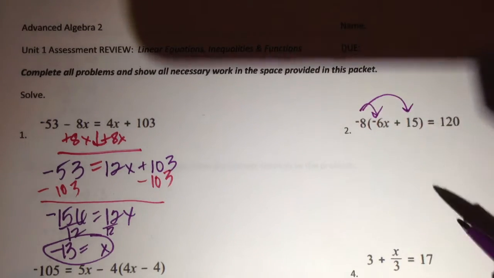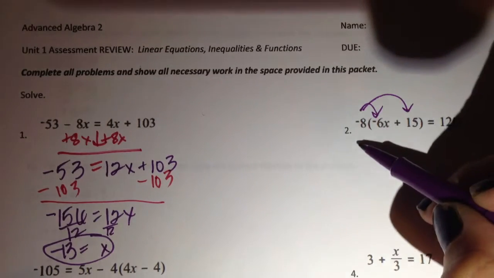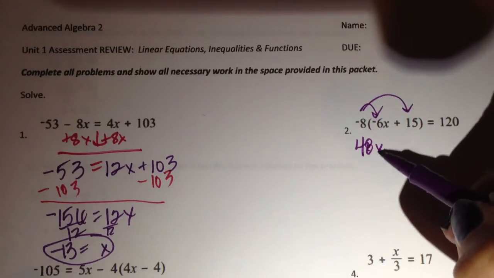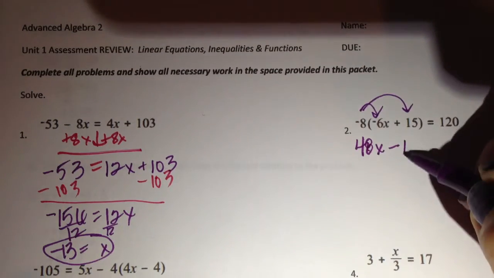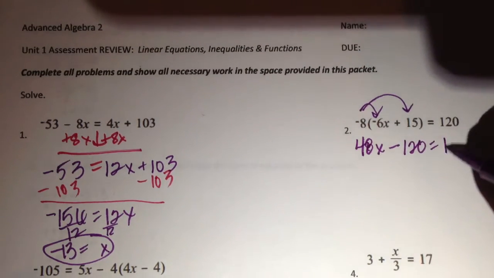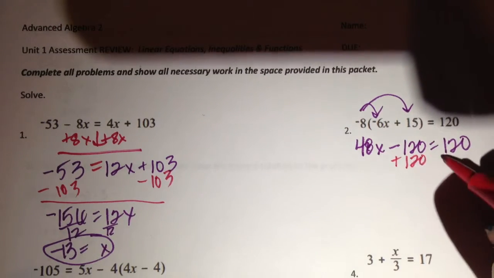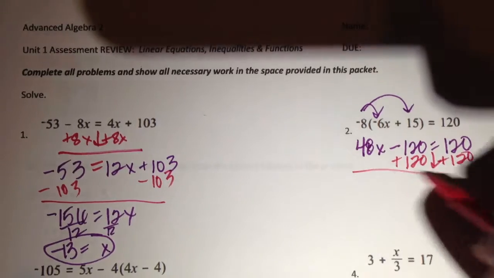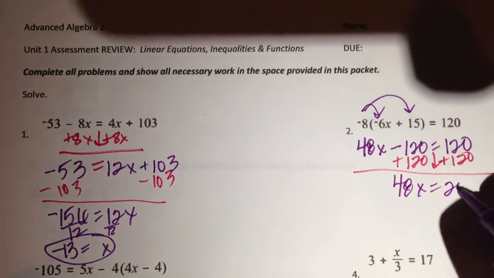Number 2, I'm going to first distribute negative 8 through the problem. Negative 8 times negative 6x is going to give me a positive 48x. Negative 8 times 15 is going to leave me with minus 120. And that's equal to 120. I'm going to start the process of undoing by adding 120 to both sides. So 48x is equal to 240.